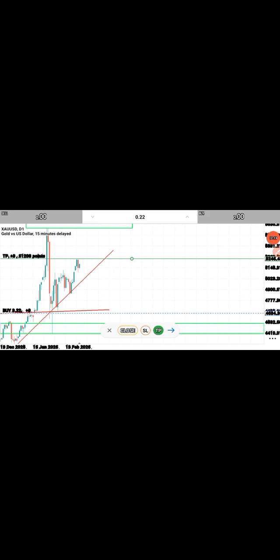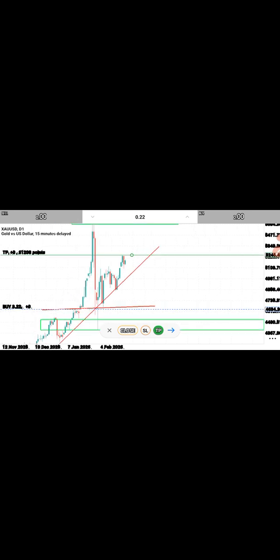Gold, you can see that gold is in a profit of 5,129 points. So gold is currently in 5,129 pips. So that's equal to 512 pips multiplied by the next topic we're going to be talking about, lot size.